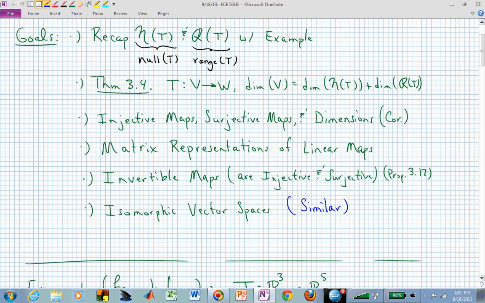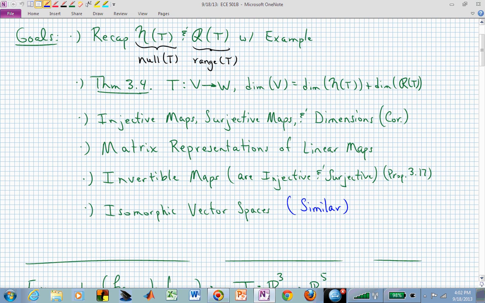Now, once we have that theorem, we can look at some corollaries which deal with injective maps, surjective maps, and dimensions. Then we'll bring all of this back to where maybe you've been thinking about all along, as matrices: the matrix representation of these linear maps. That's maybe how you've been thinking about it to try to get a concrete example all this time when we're talking about a range space, null space.